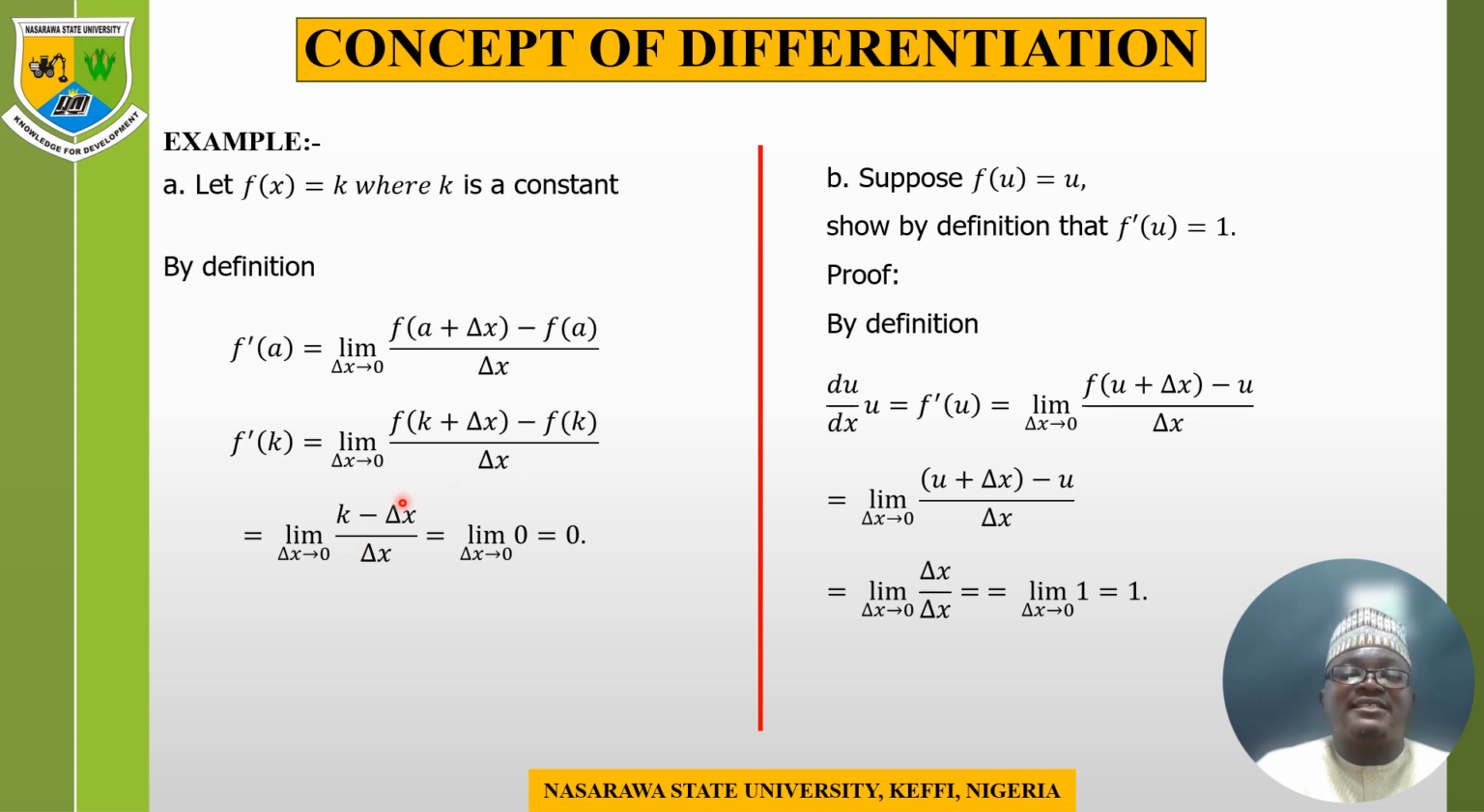Then when you take the limit as the increment of x tends to 0, you are going to have 0 here. Then k minus k gives 0, and 0 divided by the increment gives 0. That is why we have the 0. By implication, when you differentiate any constant, you get back 0. Why? Because look at the first derivative, and we let our constant k be our a.